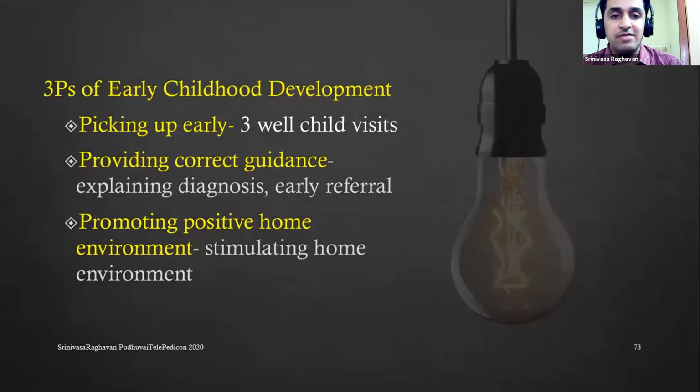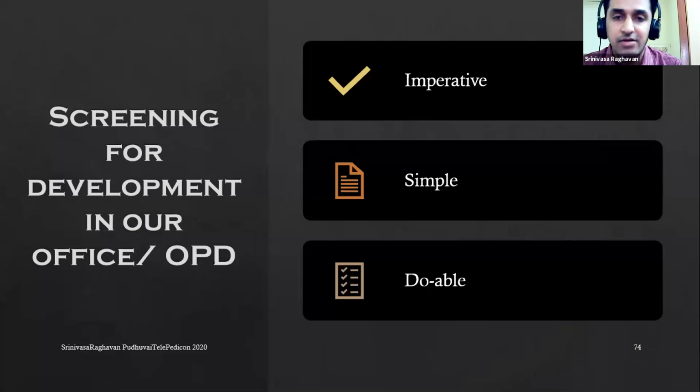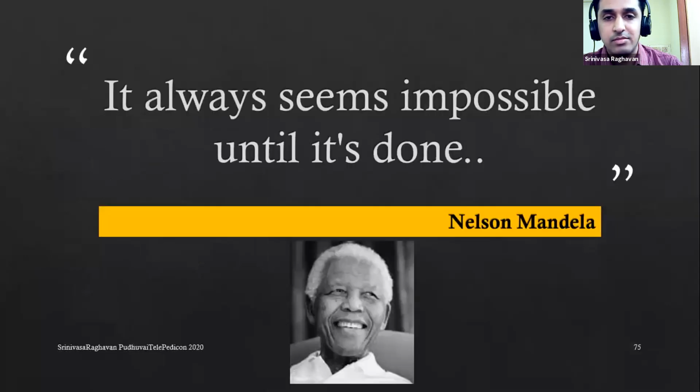So I conclude by giving these take-home messages. Early childhood development can be easily surveyed by us in our own office setting, and we have an important role in picking up problems early just by doing the 3 well child visits, by providing correct guidance, explaining the diagnosis and prompting early referral, and promoting a positive home environment for all the children that we follow. And I hope that I have convinced you through this talk that screening for development in our office or OPD is imperative, simple and doable. It always seems impossible until it's done. Definitely you can do this, and I'm sure you'll agree with me.